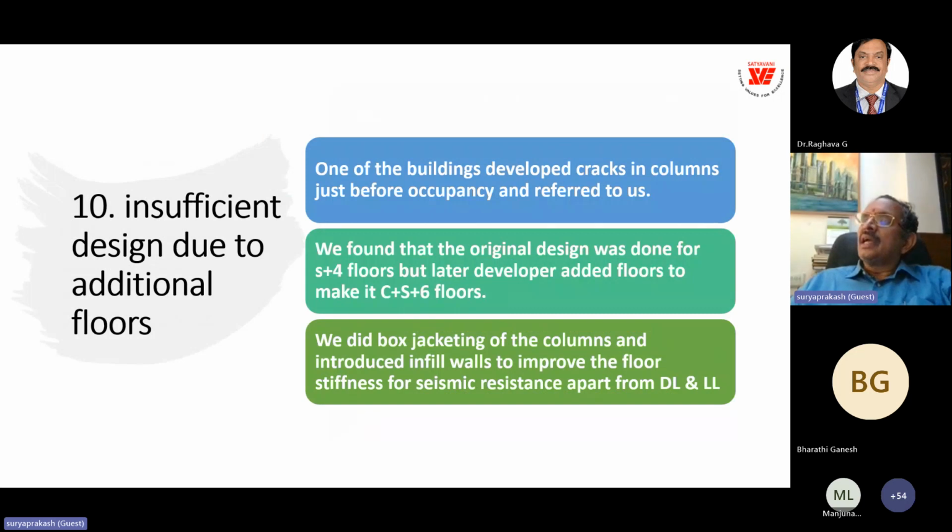Next is the insufficient design due to additional floors. This is another case where one of the buildings developed cracks in the columns just before occupancy, and it was referred to us. We found that the original design was done for S+4, but the actual construction is cellar plus stilt plus 6th floor. So there are 3 additional floors, and we had to introduce concrete box jacketing of the columns, and then introduce infill walls to improve the floor stiffness for seismic resistance apart from dead load and live load. So this is another case.